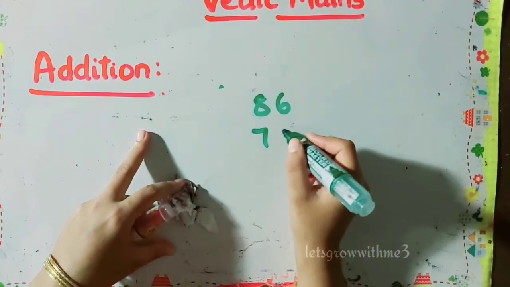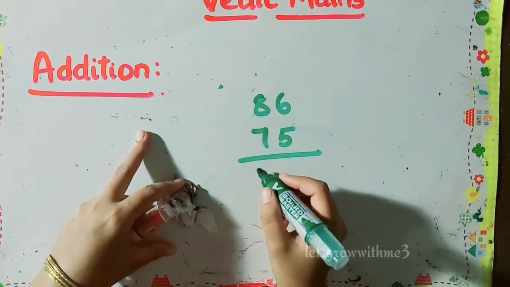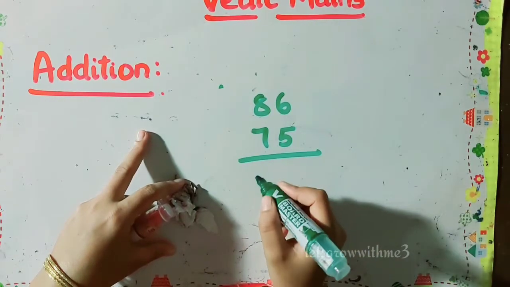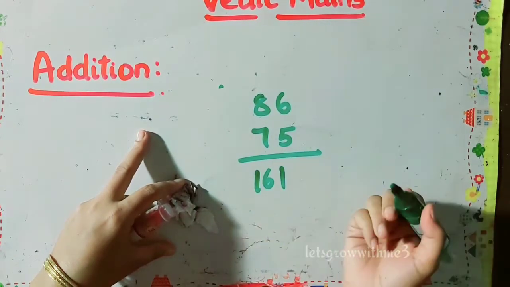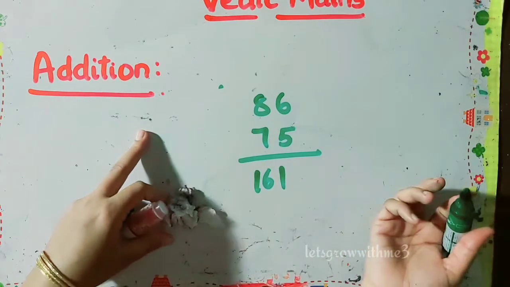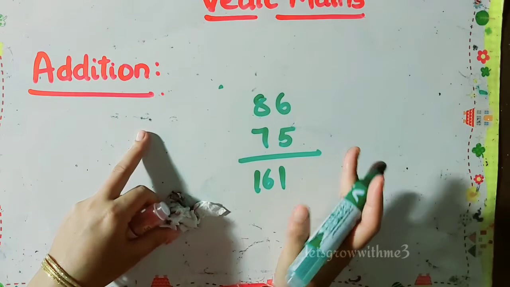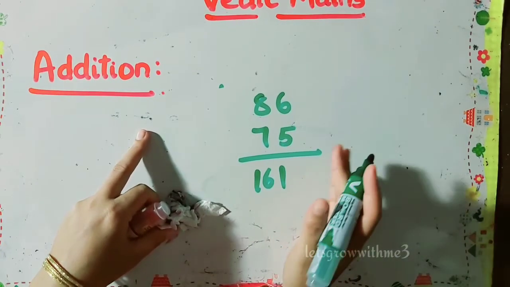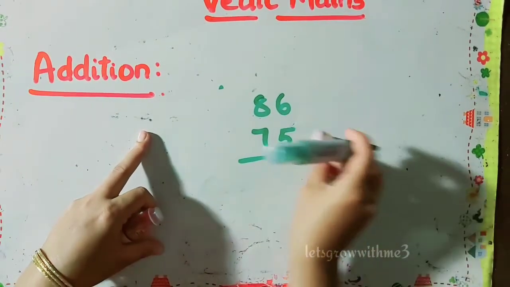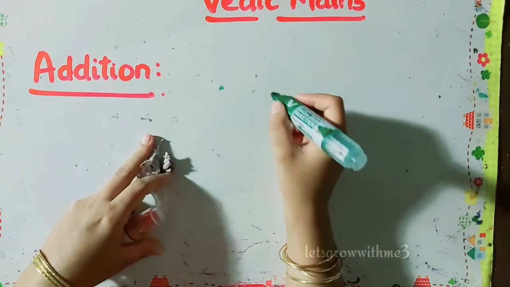86 plus 75. Here it is a carry combination in the ones place. Then 8 plus 7 is 6, with a carry. Then 6 plus 5 and the carry is 1. 161 is the answer. Okay, so let's see the next category, triple digits plus triple digits.